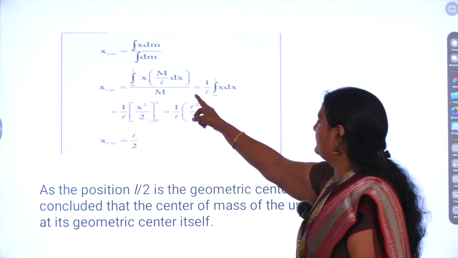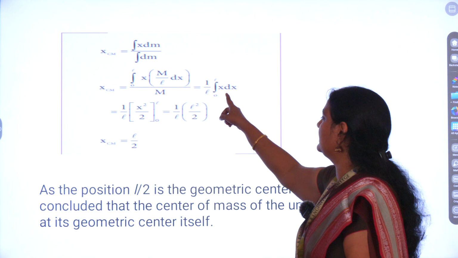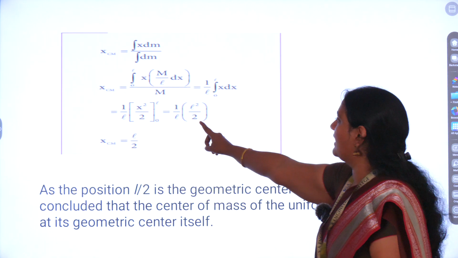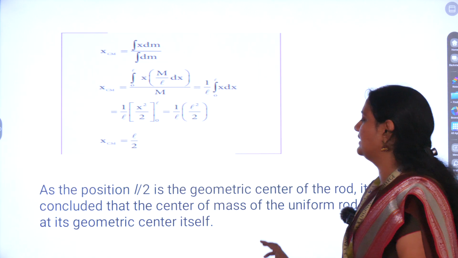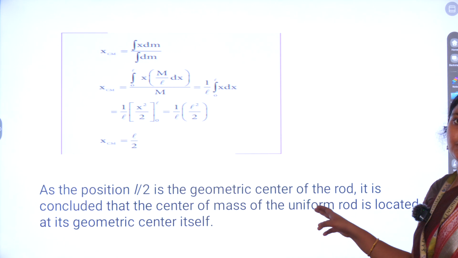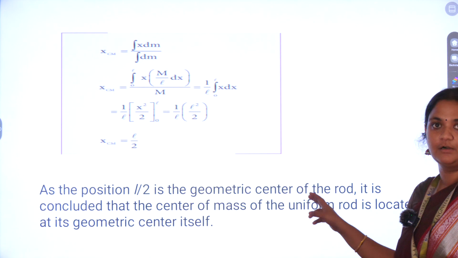When I integrate and apply the limits, I am getting 1/l. When you integrate x dx, you get x squared by 2. Apply the limits, half into 1/l into l squared by 2. The l's cancel against each other, and it is l/2. l/2 is the geometric center of the rod, and it is the point where the whole mass of the rod is supposed to be concentrated.